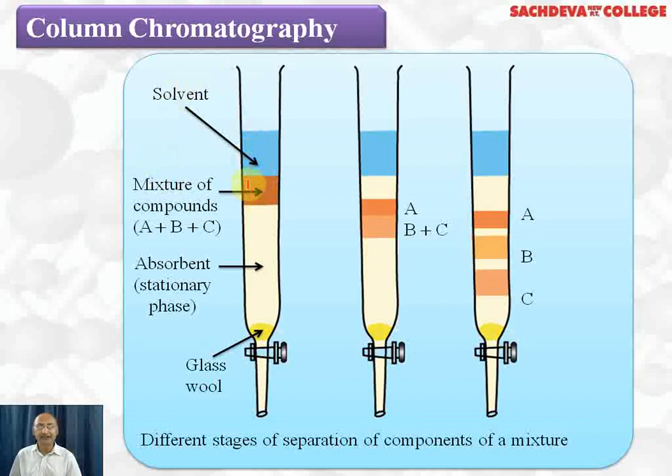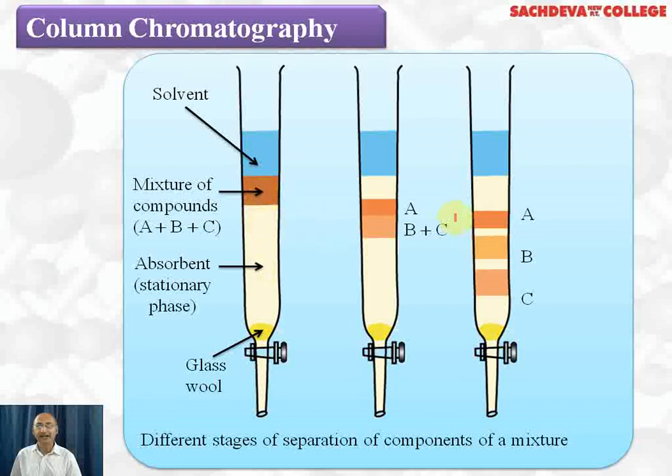After the mixture has been added, we add a solvent. Why do we add a solvent? Because the components of this mixture will move very slowly. To make their movement faster, we add the solvent, in which these components are soluble. Technically, this solvent is called eluent. And when you add this solvent, the movement of these components becomes faster.